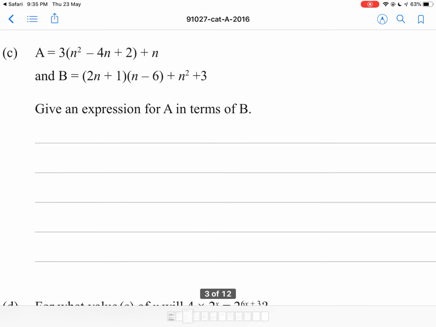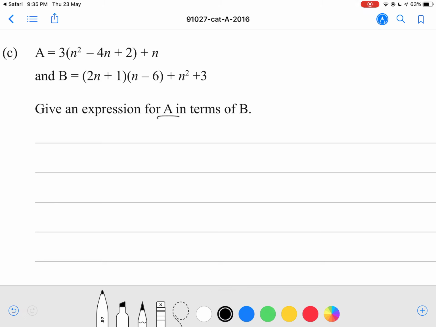So A equals 3 multiplied by n squared minus 4n plus 2, whole thing, plus n, okay? And B equals 2n plus 1 multiplied by n minus 6, plus n squared plus 3. Given the expression for A in terms of B, we're going to say A equals B plus something, for example A equals B plus 6, or maybe A equals B minus 2. A in terms of B, so A equals something, that's what we're trying to find. First step here is to open both of these, expand.